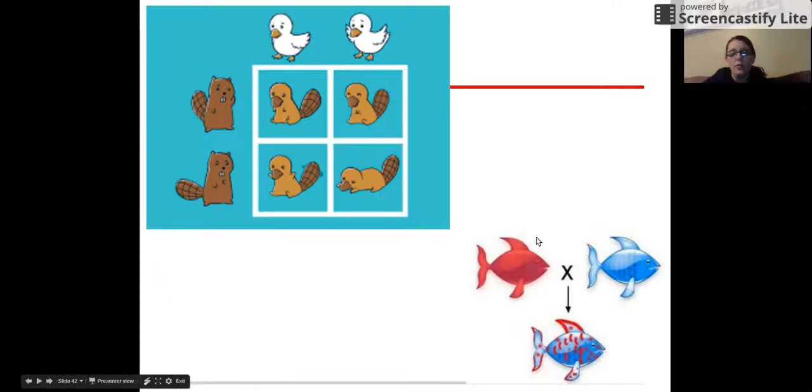Okay, a couple more examples for you. If you had one allele for a red fish, like that might be an R, and then B for the blue fish. Instead of mixing together to make purple, you would have a red and blue fish.